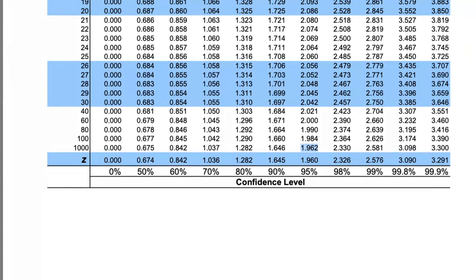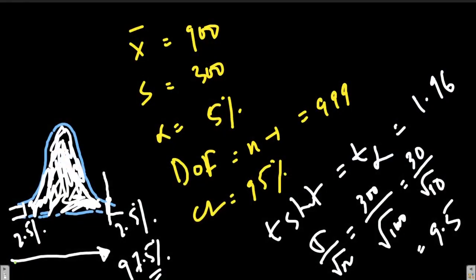Let's go back to our calculation table, and we see that for the t-stat, t is 1.96. Then we get sigma by root n, which is 300 by the square root of 1000, which is 30 by root 10, and which is essentially around 9.49 or 9.5. Now you take this and do the rest of the calculation.